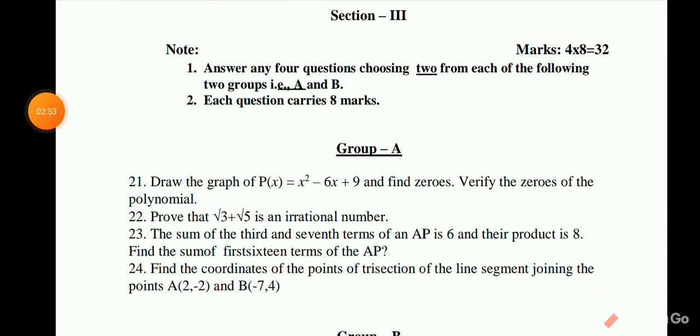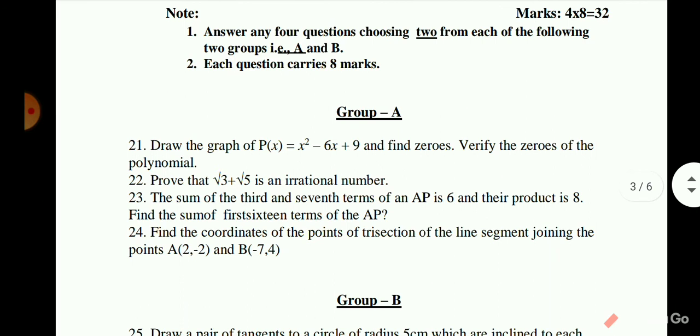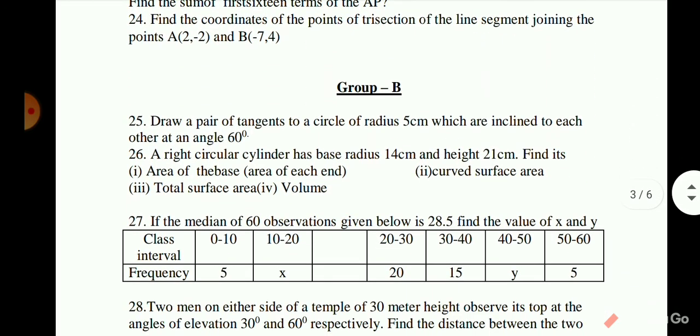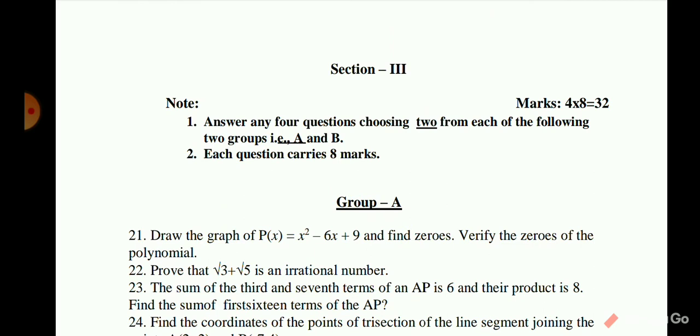Section 3 has 4 questions of 8 marks each. This third section has 2 groups. Each group has 4 questions, and from each group you need to write 2 questions. That is 4 into 8, 32 marks you need to score in the third section alone. Section 3 is the most important section. We need to score 32 marks in this.